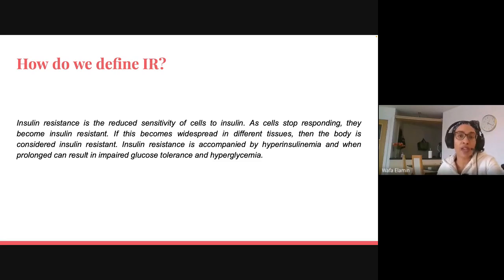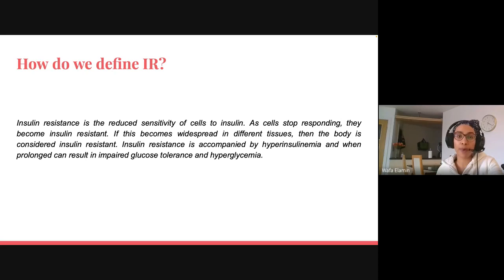Yes, so initially before we started, we had a preliminary, what we thought was the definition of IR. And then as we went through it, we kind of just condensed the same information down. So the working definition for now is insulin resistance is the reduced sensitivity of cells to insulin. As cells stop responding, they become more insulin resistant. If this becomes widespread in different tissues, then the body is considered insulin resistant.